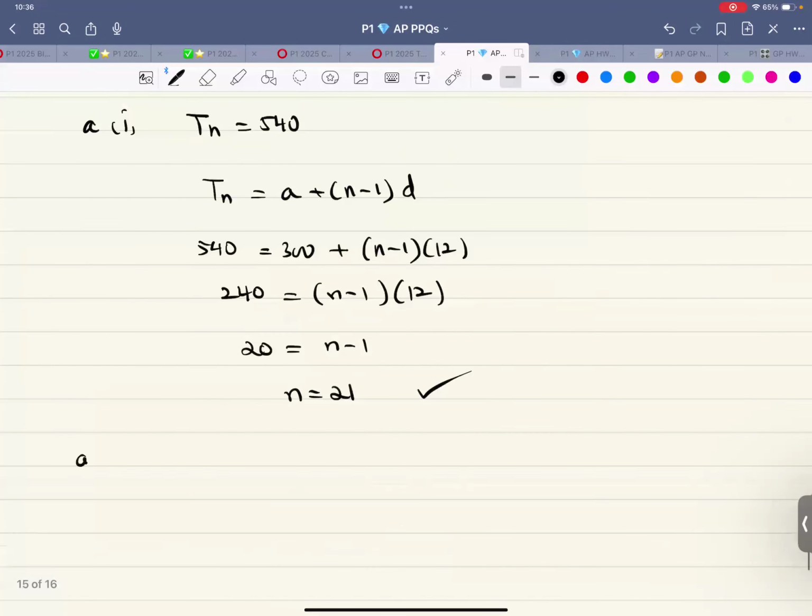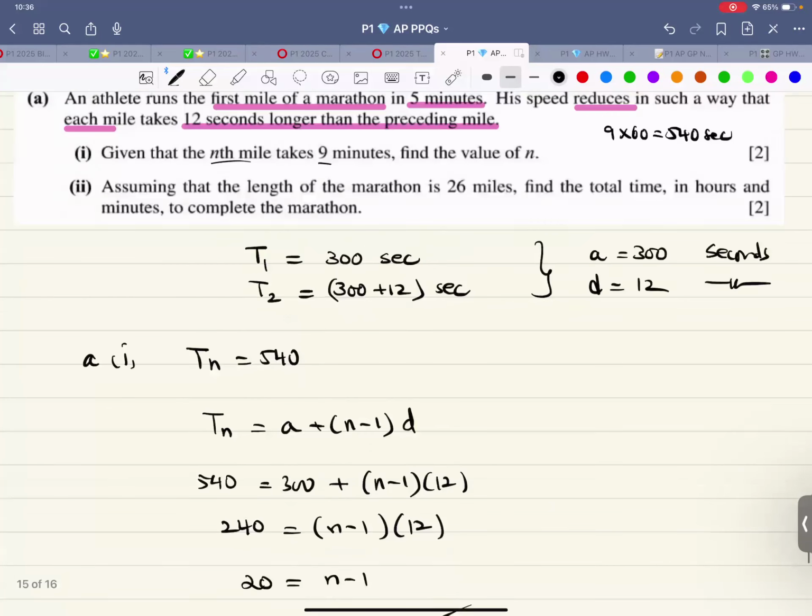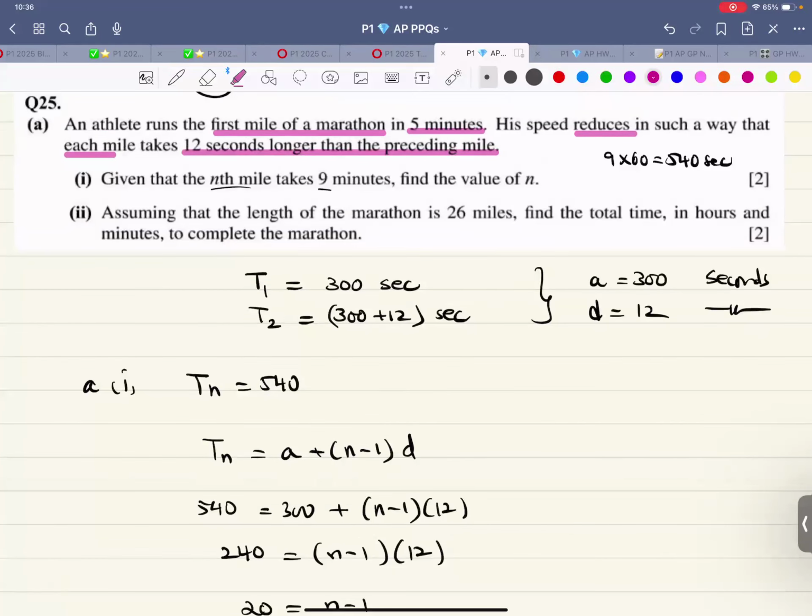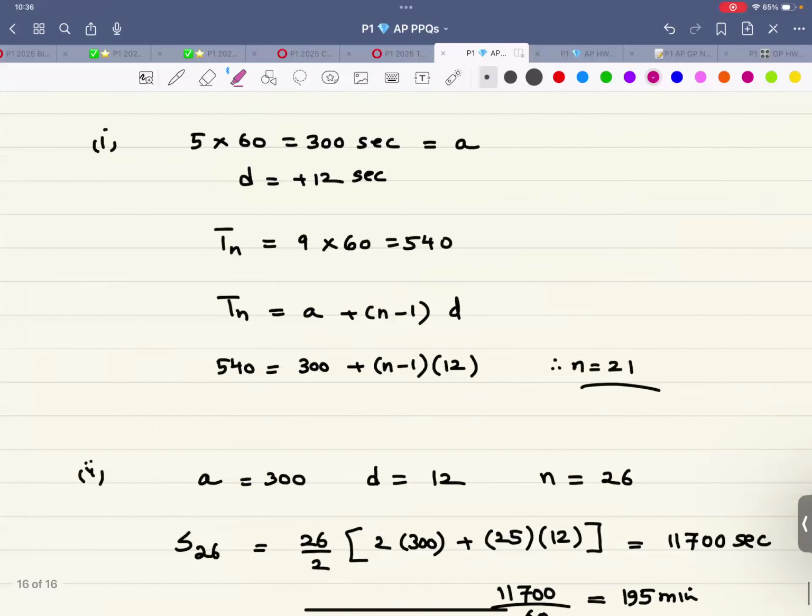The second part, part (b). What does it say? Let me read it. Let me underline it first. It says, assuming that the length of the marathon is 26 miles, find the total time in hours and minutes to complete the marathon. So now over here, what is happening is that we need the number of miles corresponding to the time, or the time corresponding to the number of miles. Let's have a look at the solution.